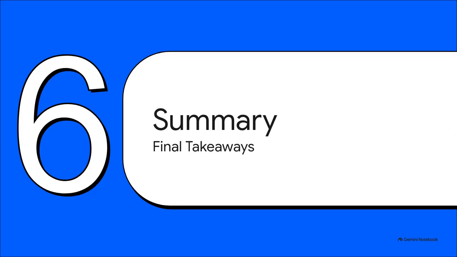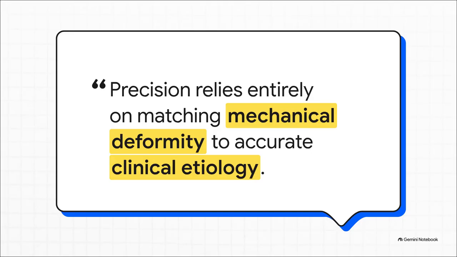Finally, Section 6, Summary and Outro. I want to leave you with the golden rule of orthopedic coding. Ultimately, your success as a coder hinges entirely on extracting the exact structural cause, the etiology, and the laterality, right versus left side, from the provider's documentation. You are the vital link that translates a physician's mechanical findings into the universal language of medical codes. Without your precision, the entire clinical narrative is lost.